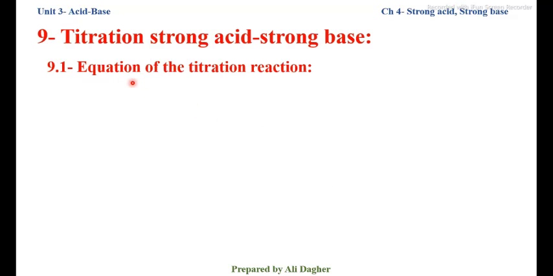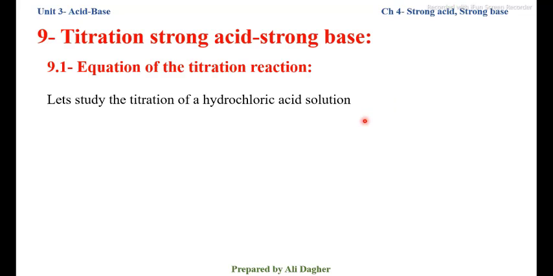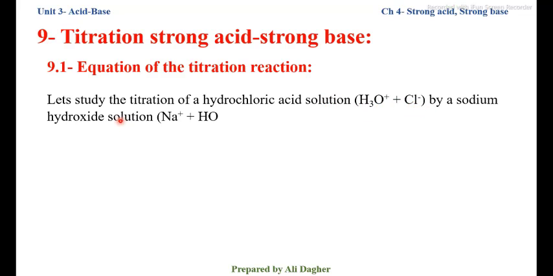Part 1, Equation of the titration reaction. Let's study the titration of hydrochloric acid solution (H3O+, Cl-) by a sodium hydroxide solution (Na+, HO-). We are given the following.